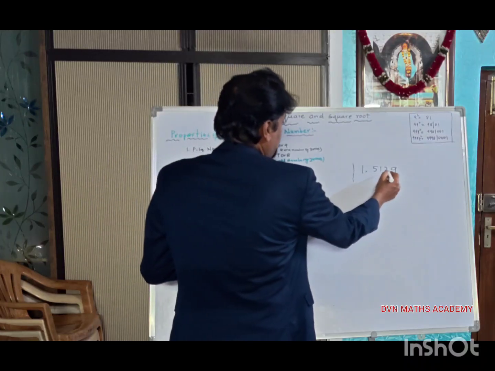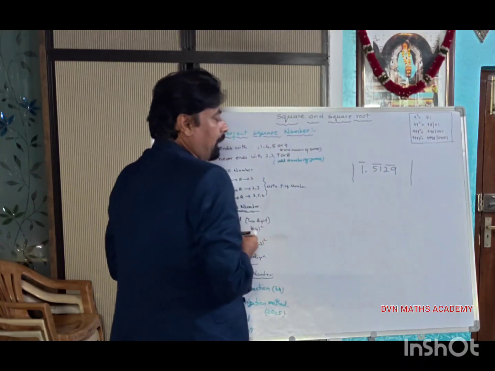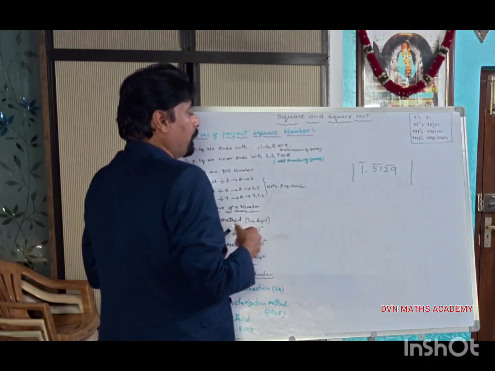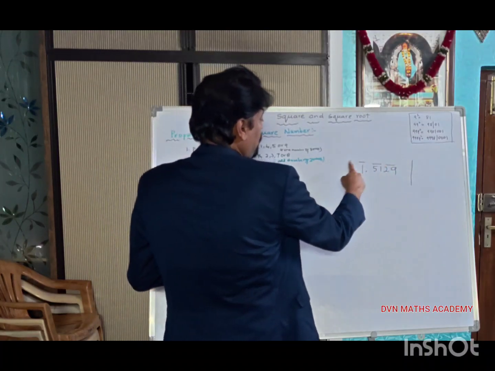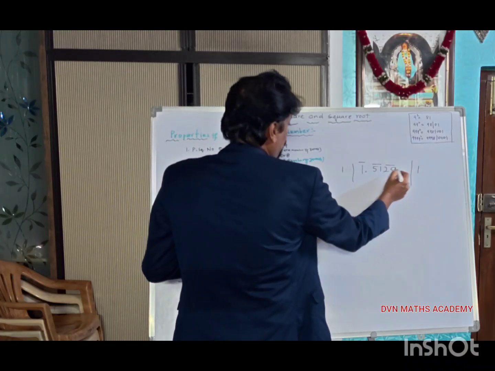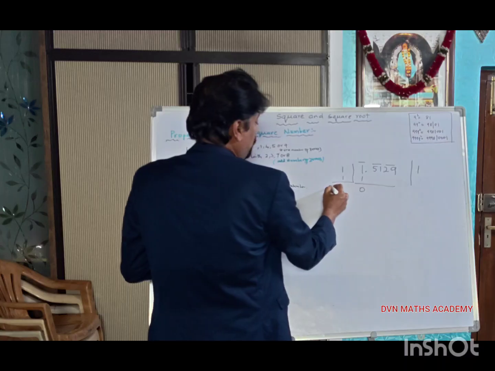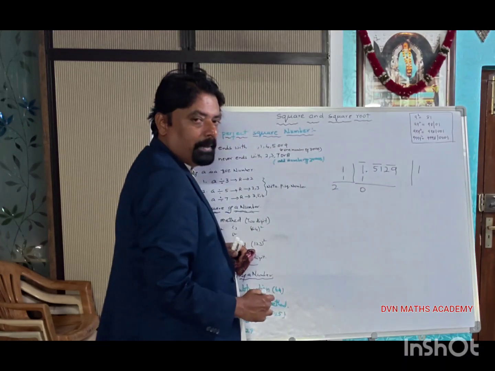In the same process, you make pairs here like this and like this. In the last pair only 1 digit is there, no problem. 1 1s are 1, 2 2s are 4, which will be bigger. So you take 1 1s are 1, and after subtraction you will get 0. You take 1 here and add it, it will become 2.